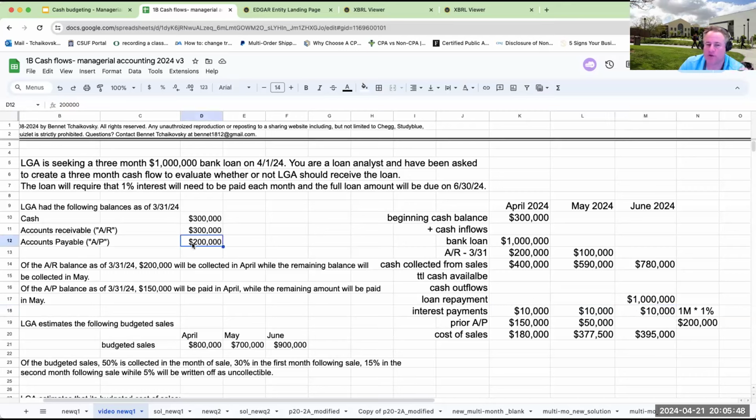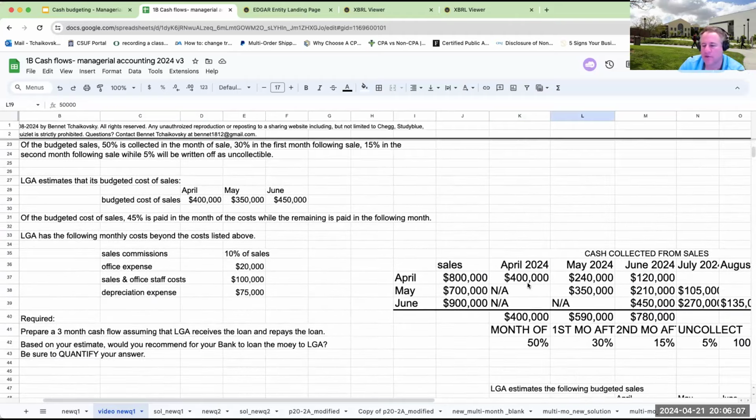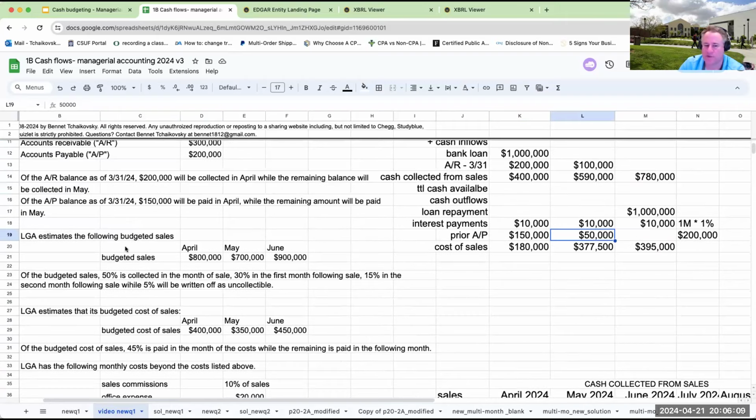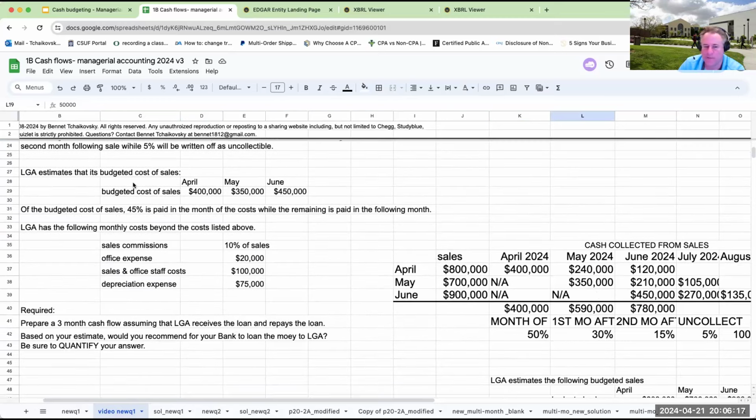Then what I did was I looked at the prior accounts receivable, right? What did it tell me? 200 would be collected in April while the remaining would be collected in May. The accounts payable, 150 is paid in April while the remaining amount will be paid in May. I come down over here. What I now need to do, though, is when I see these sales, this is not the same as cash collected from sales. So I converted all these numbers over here. Budgeted cost of sales, right? If it shows up as cost of goods sold, that does not necessarily indicate when it's being paid.